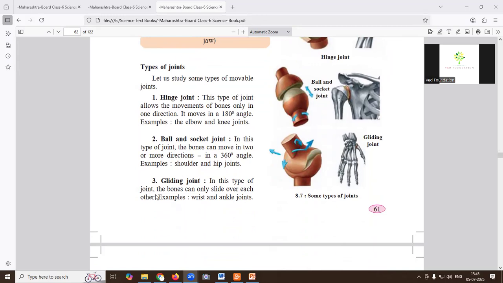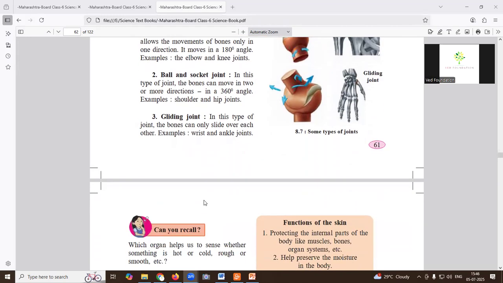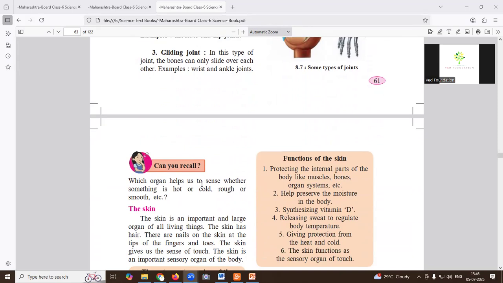Gliding joint. In this type of joint, the bones can only slide over each other. For example, wrist joints and ankle joints are gliding joints. The movement in a gliding joint is limited. In this type of joint, bones can only slide over each other, meaning slide movement happens. Gliding joints are present in the bones of the wrist and ankle. And pivot joint is present in the neck.